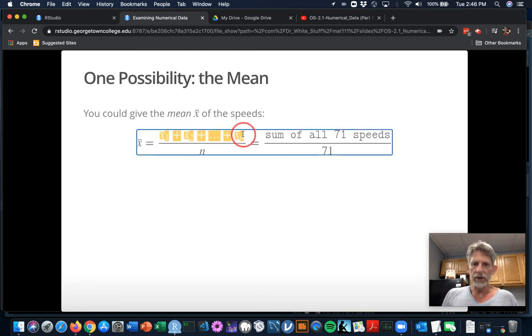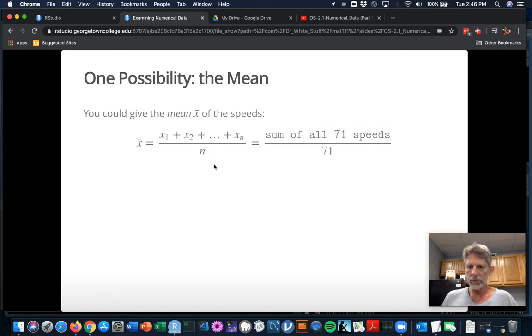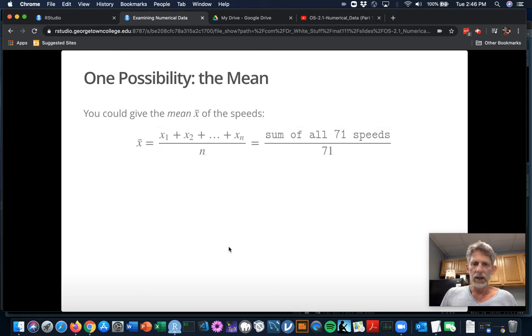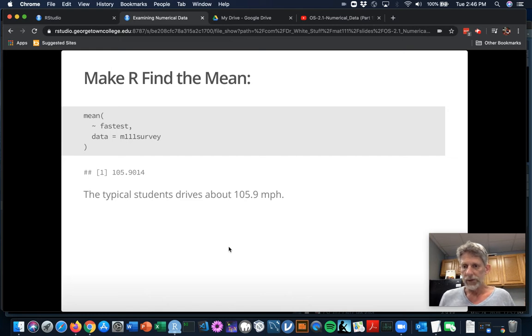Symbolically over here, the sum is represented as x1 plus x2 plus x3 plus x4. The dots say go all the way up to plus xn, x71 this time, the last of the speeds. So x with the subscript like that is each individual speed, and you're adding them all up. You're not ever going to have to do that by hand. When you have the data in R, you can always just make R do that math for you.